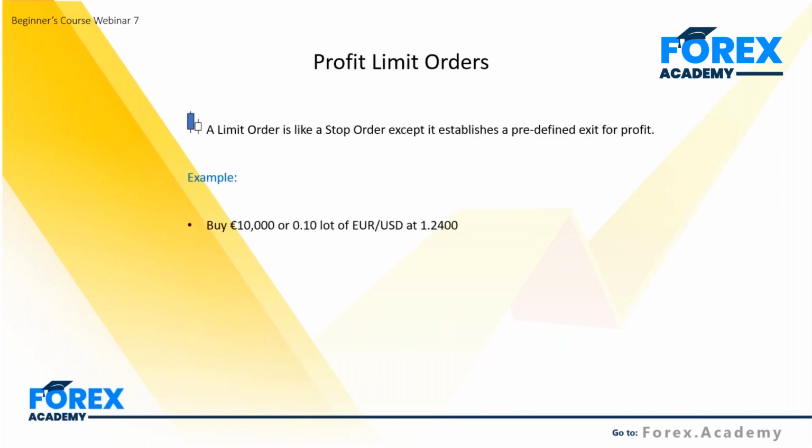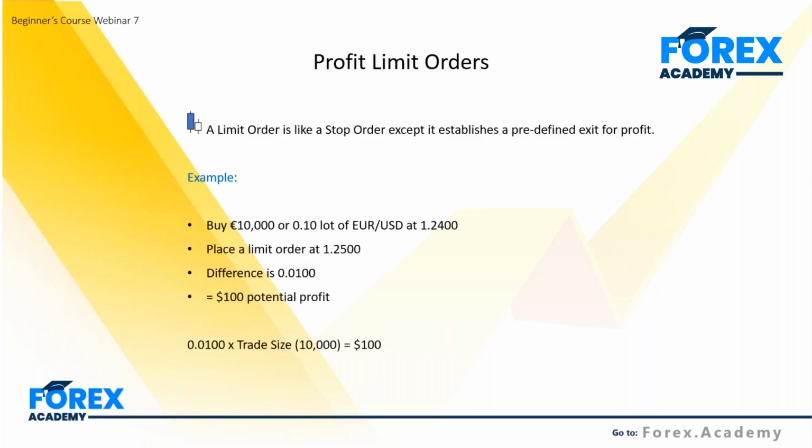So let's look at the example. We buy 10,000 euros, or 0.10 lot, of euro dollar at 1.24. We place a limit order at 1.25. The difference is of course 100 pips. The potential profit is of course $100. So that's our profit potential and our target. It's just a function of the trade size, the notional trade size, to reiterate from previous lessons. So effectively what we're looking to do with this market is to place a trade, and we're looking for a 100 pip winner.